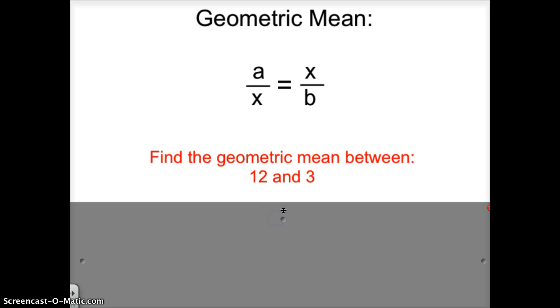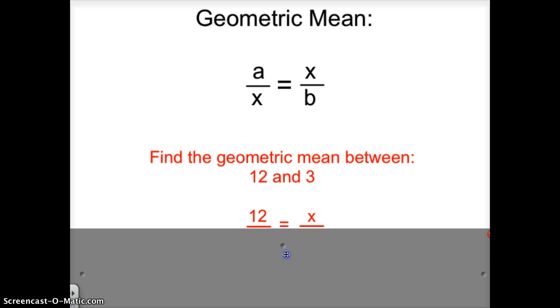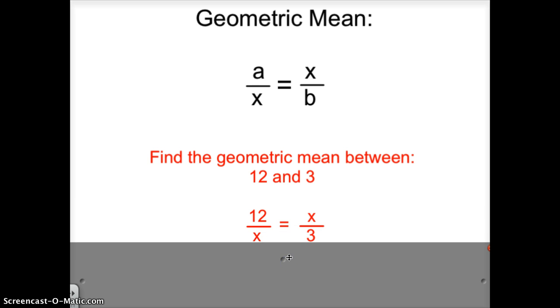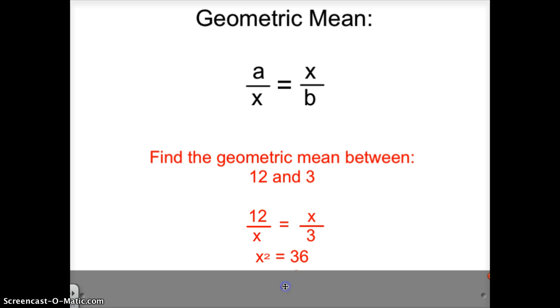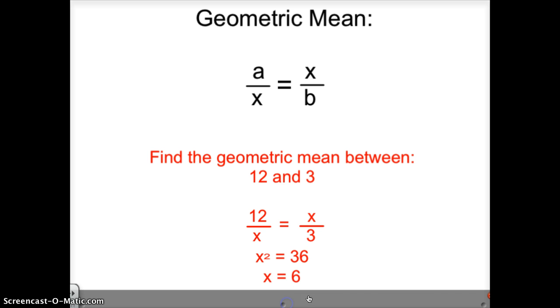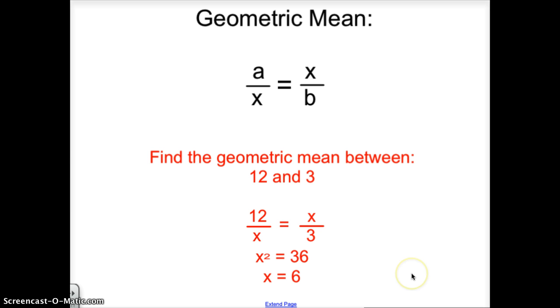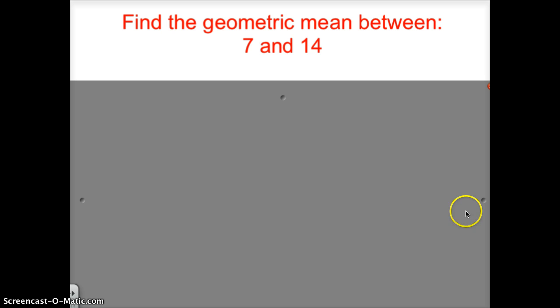The geometric mean between 12 and 3: 12 would be a, 3 would be b, and you would set up a proportion where x would be the geometric mean in the proportion as you see. X squared would then equal 36, so therefore x would equal 6. X can also equal negative 6, but in a geometric mean, usually we're talking about a shape or a side length or something, and therefore the negative piece of that sometimes doesn't apply.